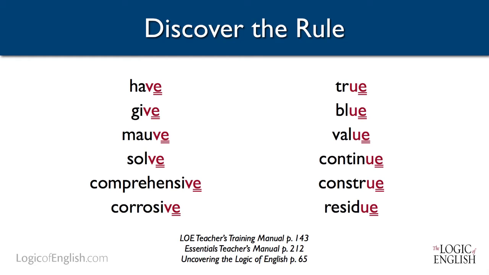Blue, value, continue. Why do we have a silent final E in these words? That's right, English words don't end in U. So the second reason for a silent final E is English words do not end in V or U.